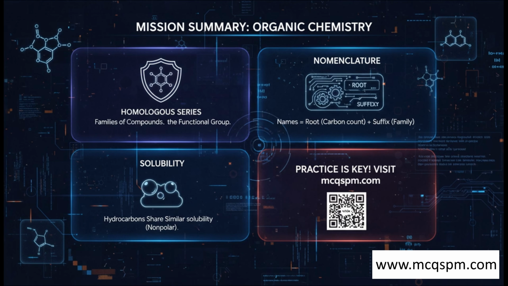All right, let's do a super fast recap. What do you need to remember? 1, homologous series are just families. 2, their last name, their identity, comes from their functional group. 3, their full name is just root for the carbon count plus suffix for the family type. 4, all hydrocarbons are nonpolar, so they have similar solubility. And 5, and this is the most important one, practice is everything.